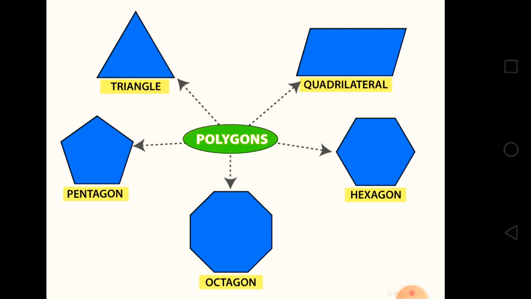So, first one is a polygon. Also, quadrilateral is a polygon. Hexagon, octagon and pentagon. These all are examples of polygons because these all figures are closed and also they are made up of only straight line segments. There is no curved or bent part. So polygons are made up of only straight line segments. So these are examples of polygons.